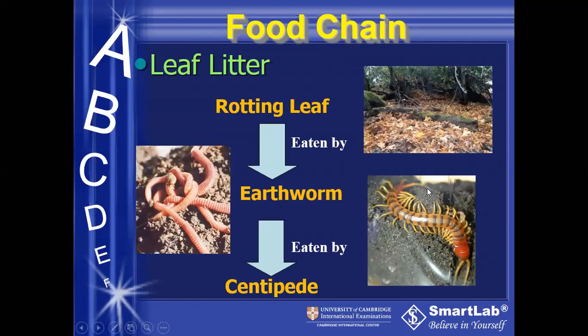Another food chain that you can find in the leaf litter community. Okay, this one is a food chain that you can find in the typical leaf litter community. So the rotting leaf, which can mainly be found on the floor of the jungle, is eaten up by the earthworm, which will break them down into smaller pieces, and finally the earthworm is eaten up by the centipede.